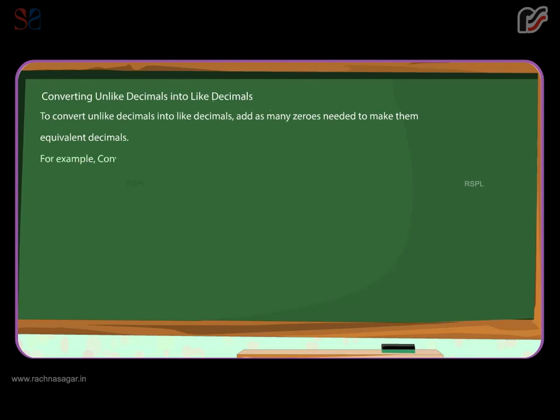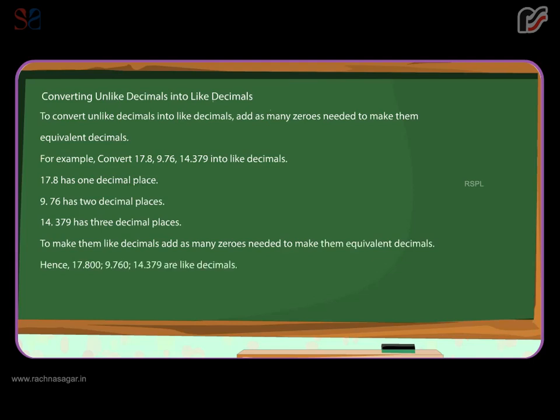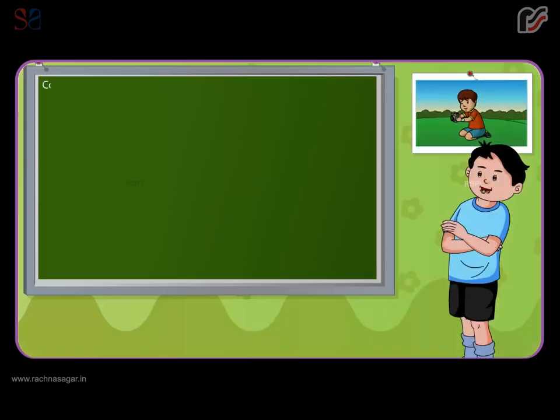For example, convert 17.8, 9.76, 14.379 into like decimals. 17.8 has 1 decimal place, 9.76 has 2 decimal places, 14.379 has 3 decimal places. To make them like decimals, add as many zeros as needed to make them equivalent decimals. Hence, 17.800, 9.760, 14.379 are like decimals.